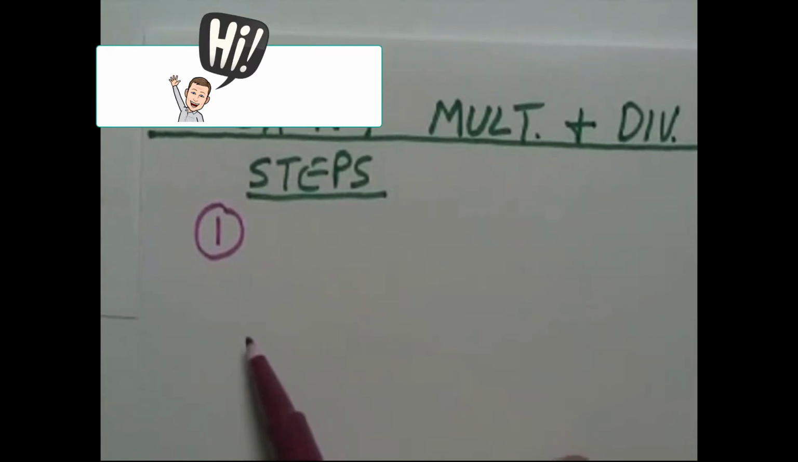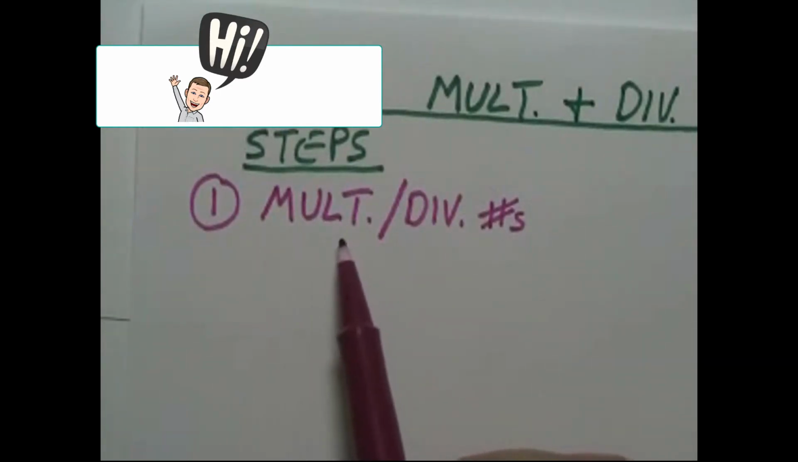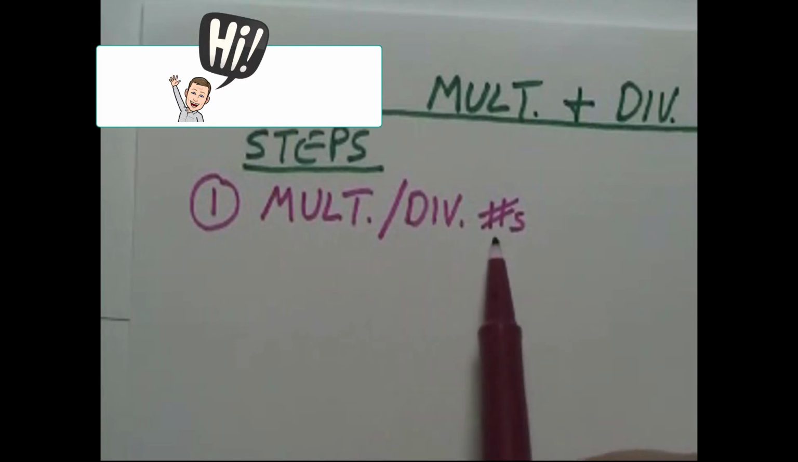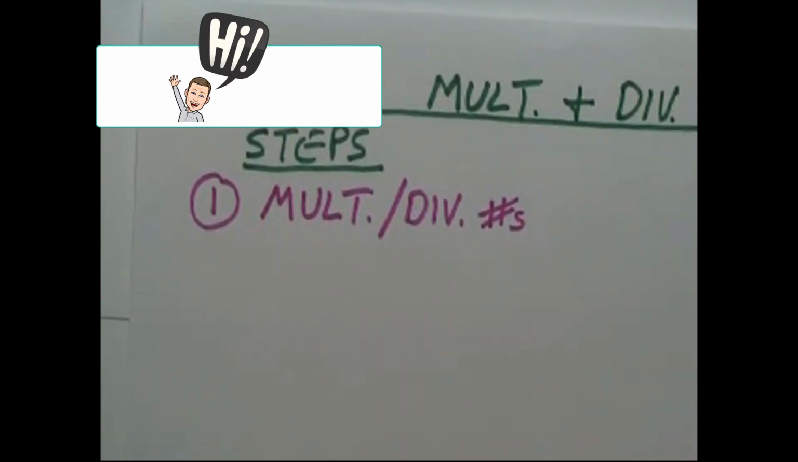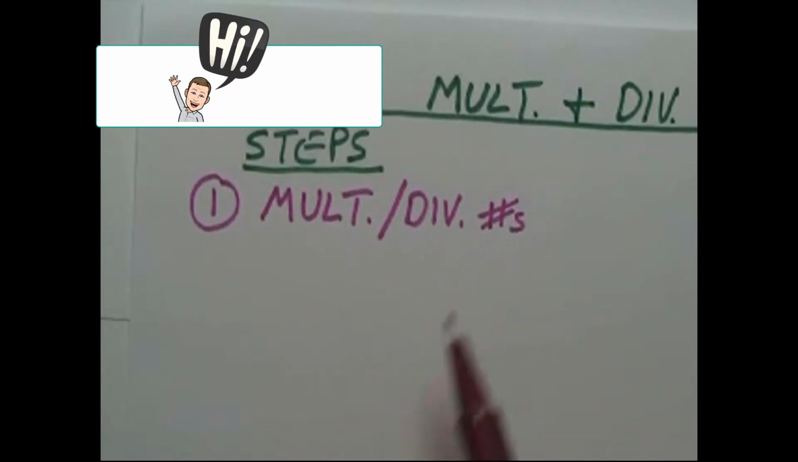When we multiply and divide integers, here are the steps that we're going to do. There are two of them. The first step is to multiply or divide the numbers. If it's a multiply problem, you multiply. If it's divide, you divide. And that's a symbol for numbers, a pound and an S.